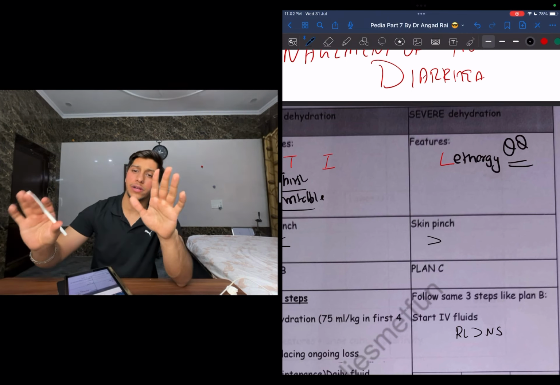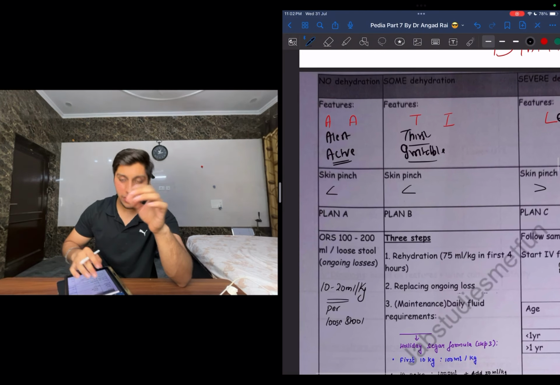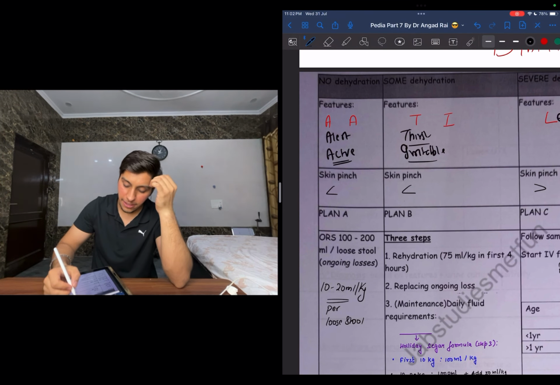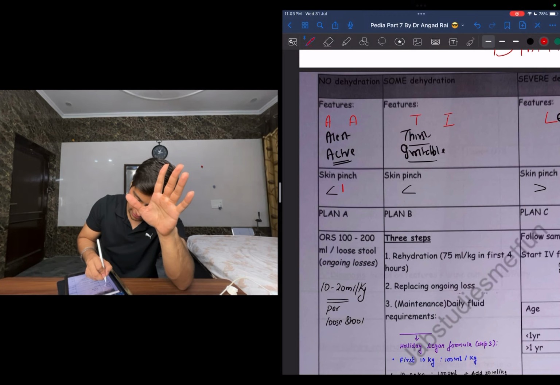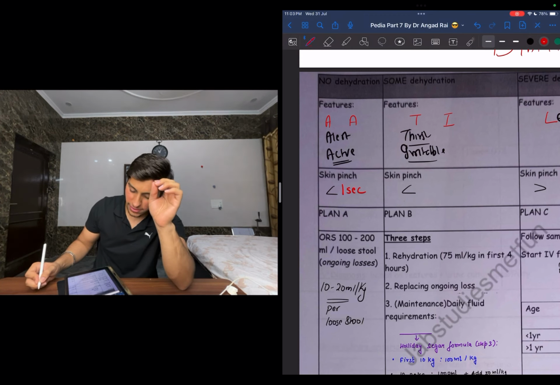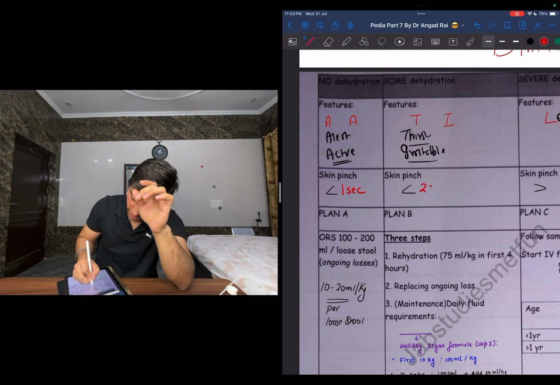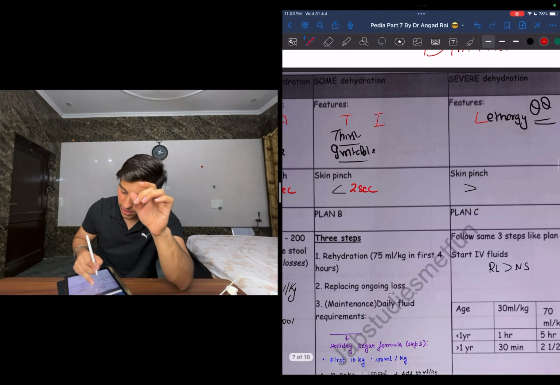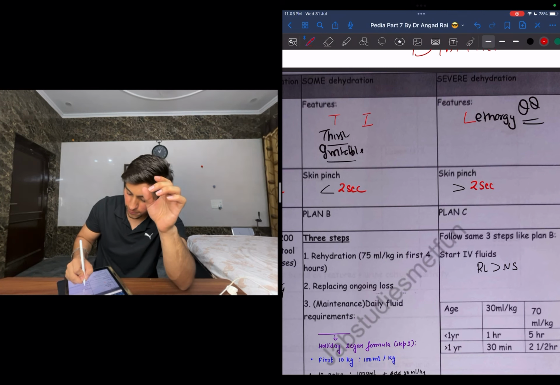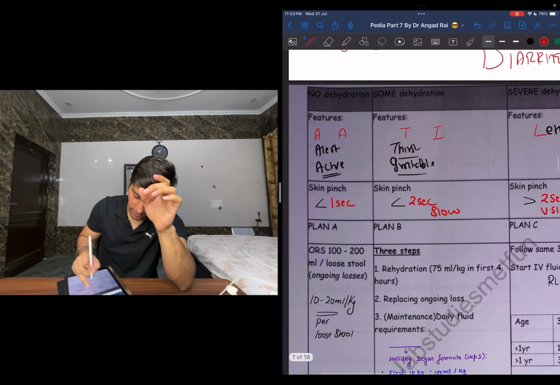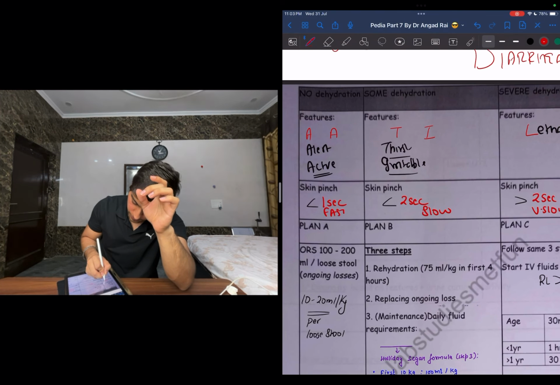And if active and alert, that is no dehydration. Now you will do the skin pinch test. Skin pinch test in no dehydration is going to be less than 1 second. In some dehydration, it is going to be less than 2 seconds. And in severe dehydration, it is going to be very slow, more than 2 seconds. Very slow, slow, and less than 1 is obviously fast.